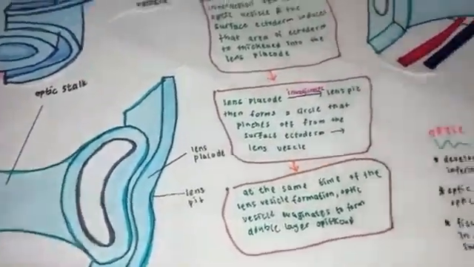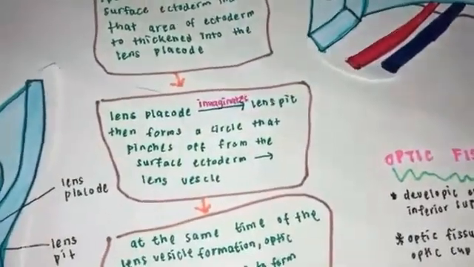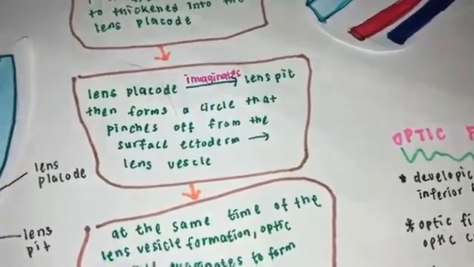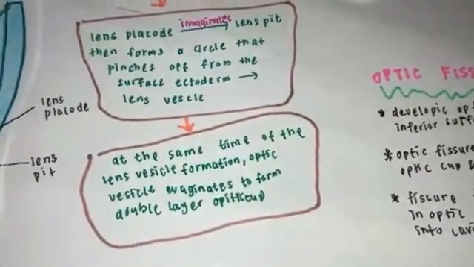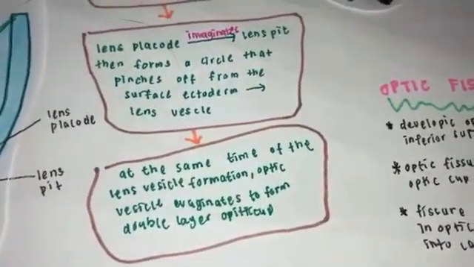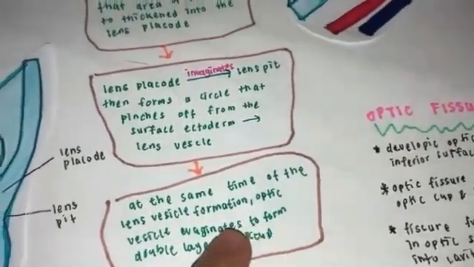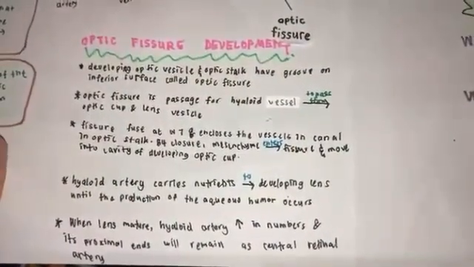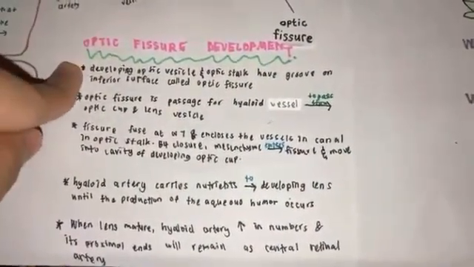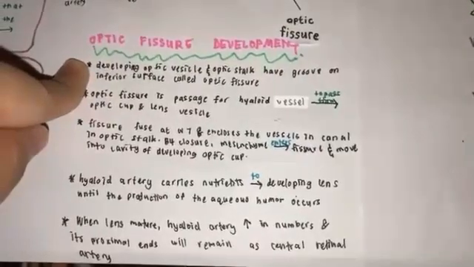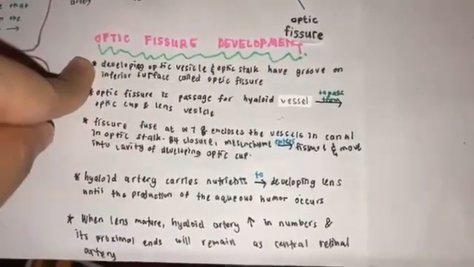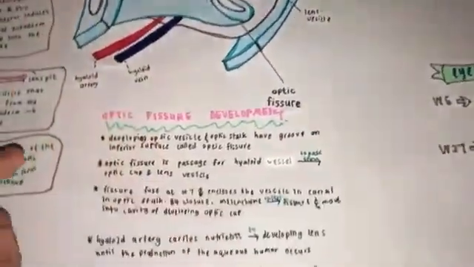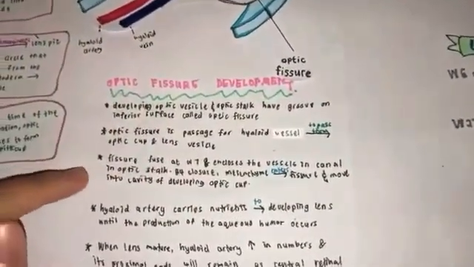Okay, the lens placode invaginates to form the lens pit, then forms the lens vesicle. At the same time as the lens vesicle formation, the optic vesicle invaginates to form the double layer optic cup. During optic cup development, the developing optic cup and optic stalk have a groove on their inferior surface called the optic fissure. Okay, this one is the optic fissure, and the fissure will fuse at week 7.